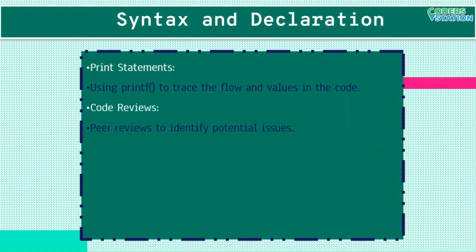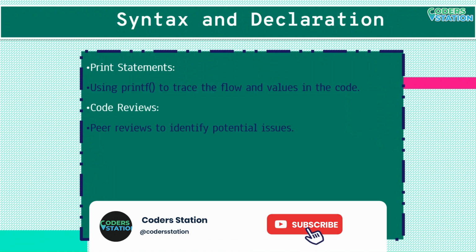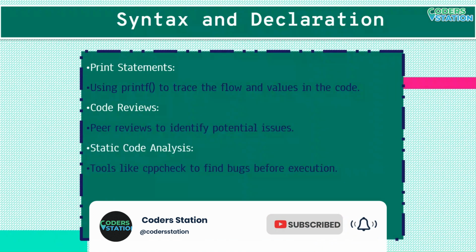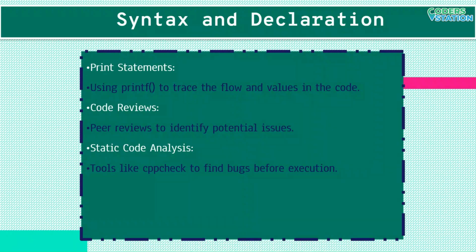Now we have debugging techniques. To debug your code, you can use several techniques. Print statements with printf can help trace the flow and values in your code. Code reviews with peers can identify potential issues. Static code analysis tools like Cppcheck can find bugs before execution. Unit testing ensures that individual functions work correctly. And rubber duck debugging involves explaining your code logic to an inanimate object to find the flaw.